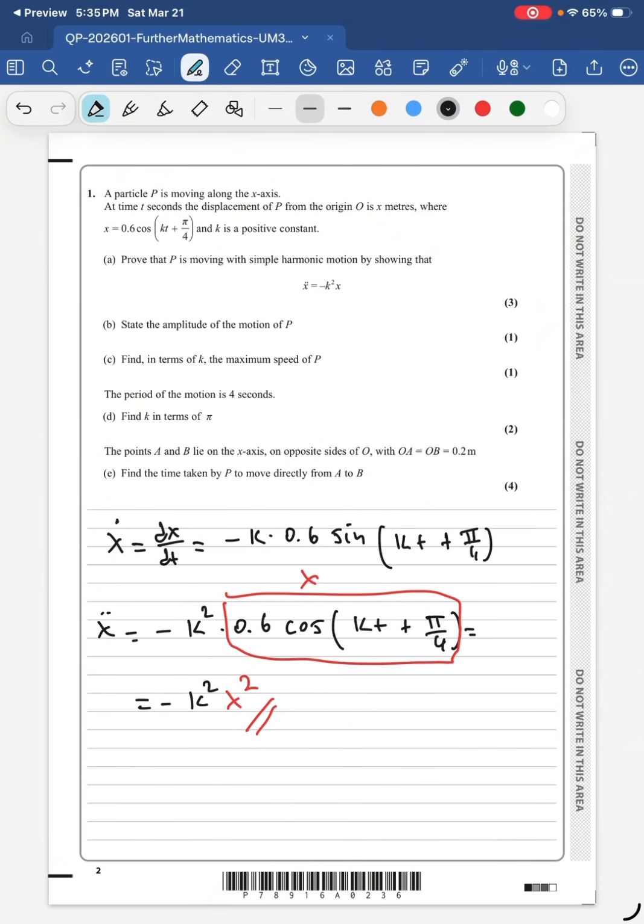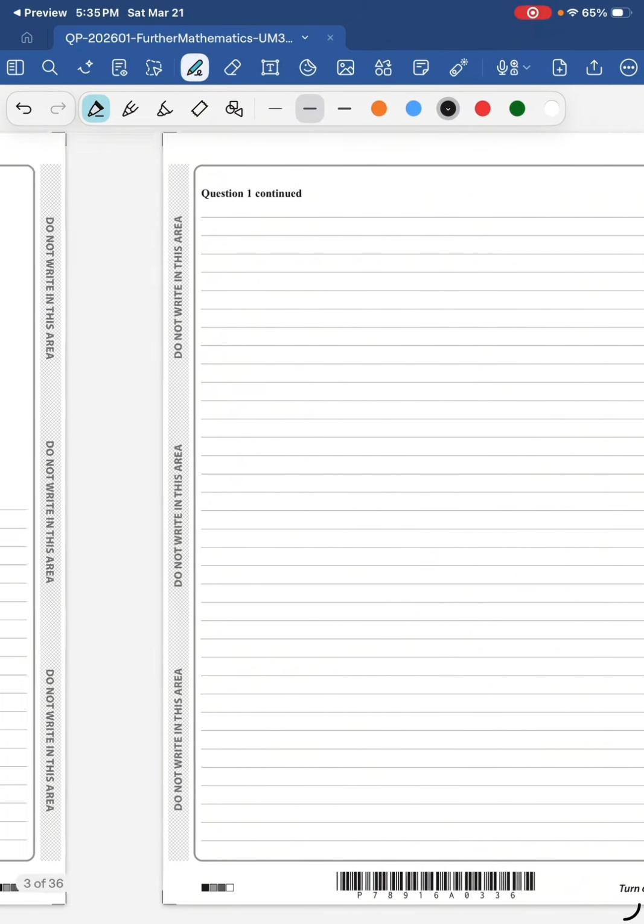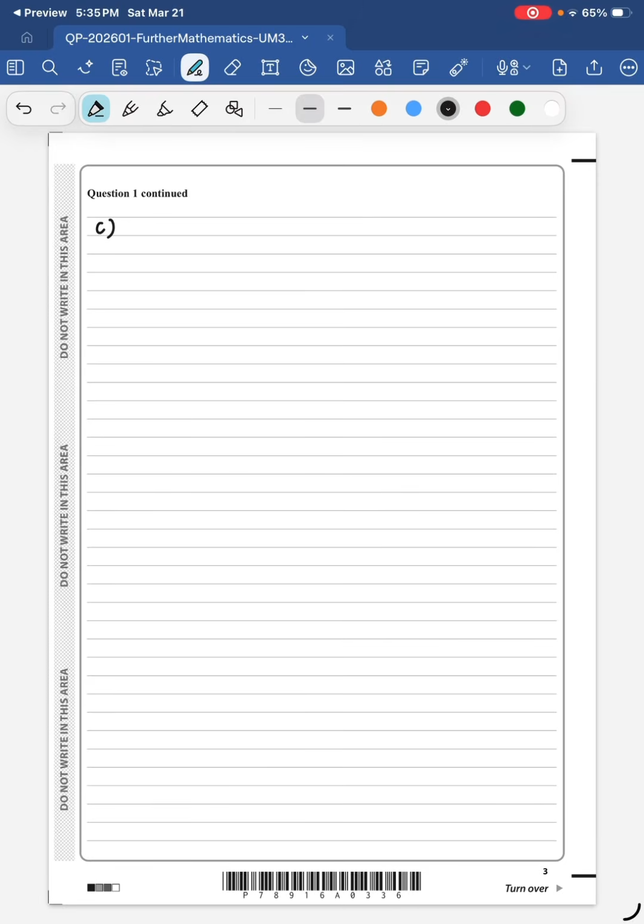So this was part A. Part B: state the amplitude of the motion of P. The amplitude is simply 0.6 meters. So that's A, that's B. We read it off the function pretty much. I don't know if they require something more than that, but I think it's simple enough. Question C: find in terms of k the maximum speed of P. Since this is simple harmonic motion, v max is equal to k times the amplitude. So that's just 0.6 times k meters per second.